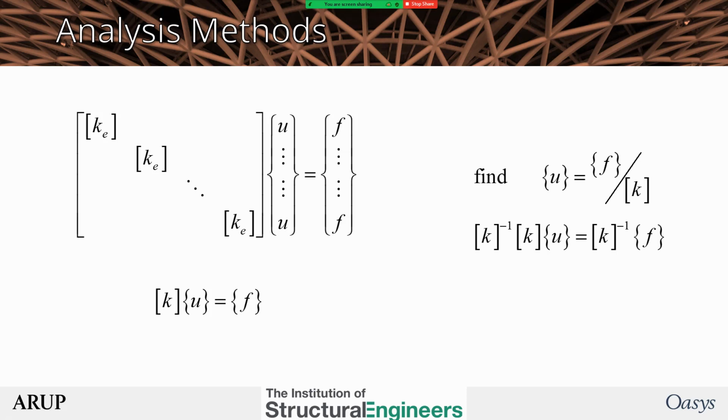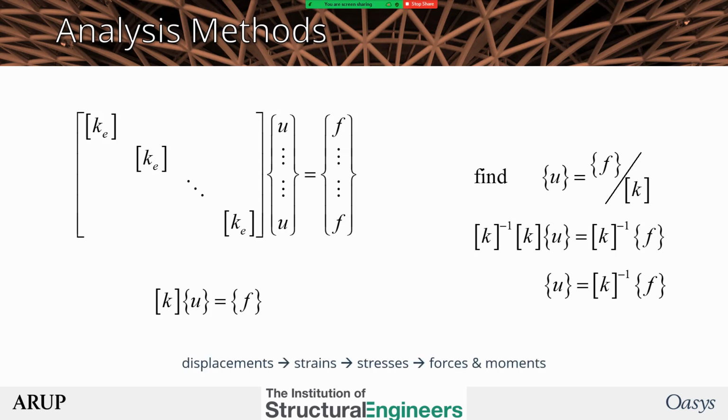Now I'm not going to tell you how to invert the matrix, and besides, it's not important. But what we then get is the nodal displacements are equal to the inverse of the stiffness times the forces. And that, ignoring a whole host of details, is simply how FE analysis works. Simple. And from this we find the displacements. Displacements give us strains, strains give us stresses, and the stresses give us forces and moments. Everything derives from the nodal displacements.